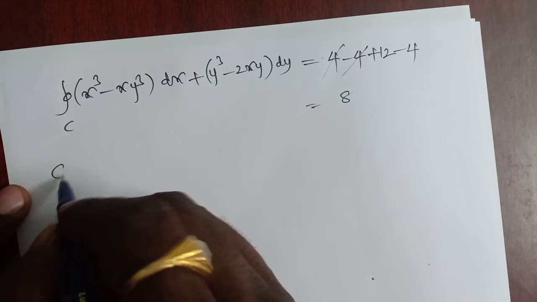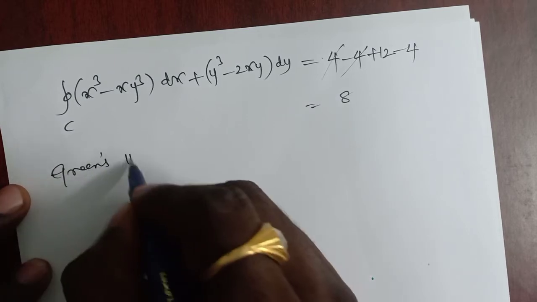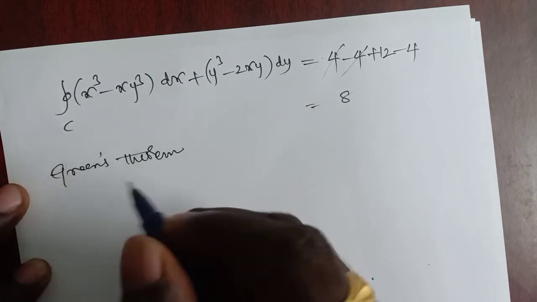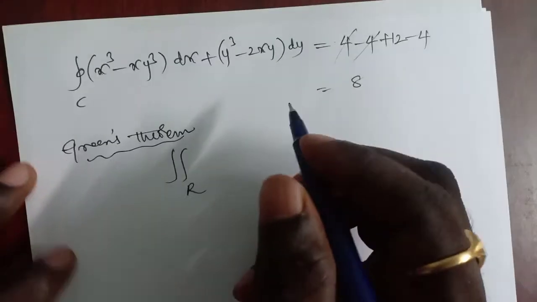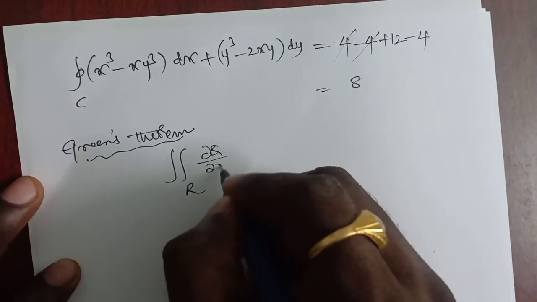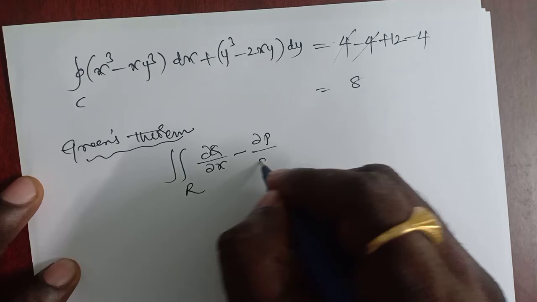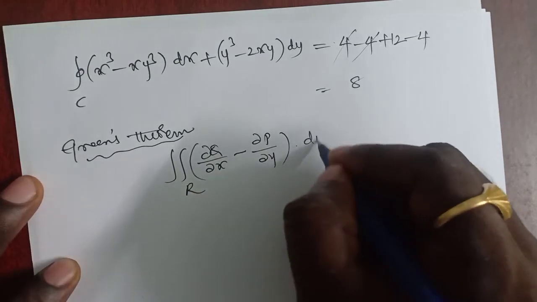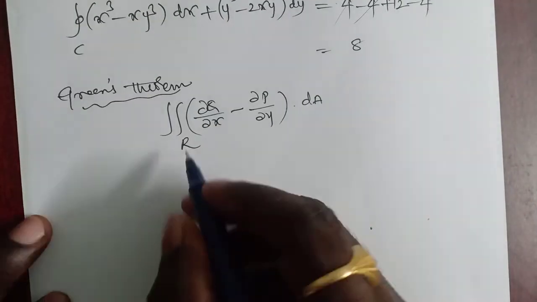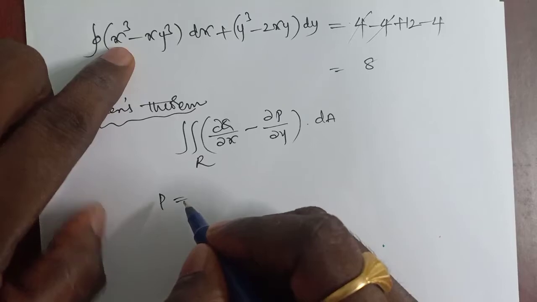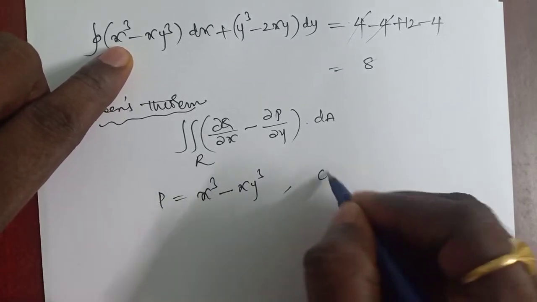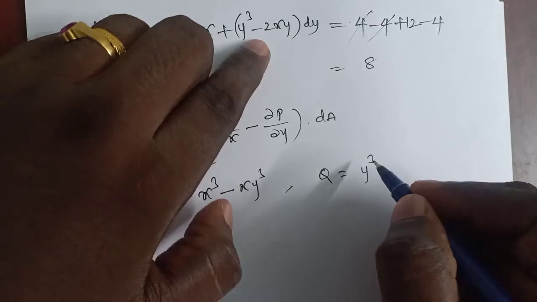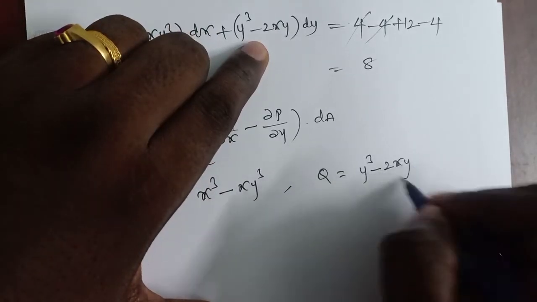Now coming to Green's theorem, what is it? The double integral over the region R of dou q by dou x minus dou p by dou y into dA. So clearly, from this problem, what is p? x cube minus x y cube. What is q? y cube minus 2xy.